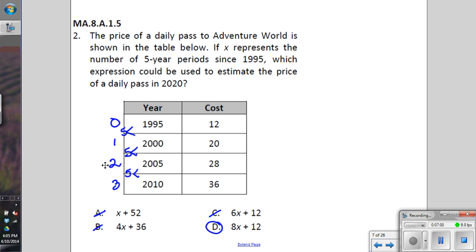but let's make sure we got the rest of it anyway. So we look at 2. 2 times 8 is 16, plus 12 is 28. Yes. 3 times 8 is 24, plus 12 is 36. So yes, we confirmed that that is the answer. And that's all you have to do for that.